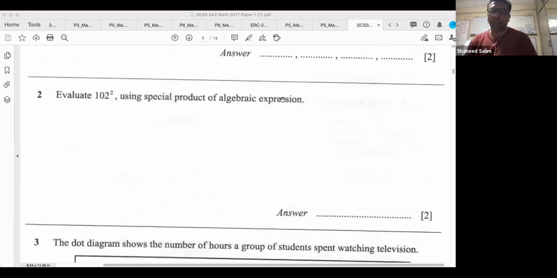Some of you are wondering what you mean by special product of algebraic expression. I'll give you now.